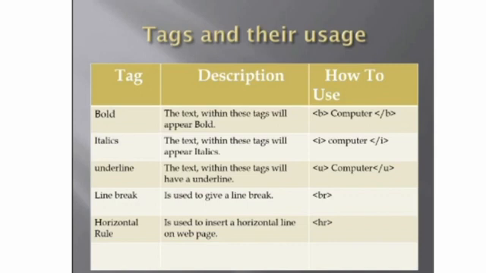Second, italics. When you want to make text italic, then you will use I tag. Underline, the text within these tags will have an underline, then it will be used by U. Line break, when you want to insert a new line, it is used to give a line break, BR. And last one is your horizontal rule. It is used to insert a horizontal line on your web page. And last one is your HR, horizontal rule. That is the tag by which you can use horizontal rule.